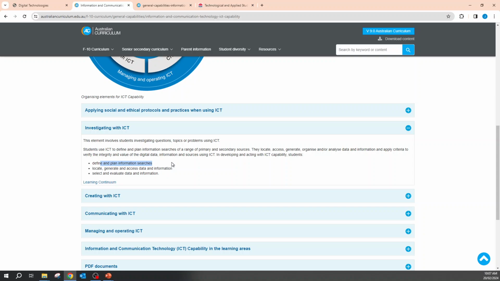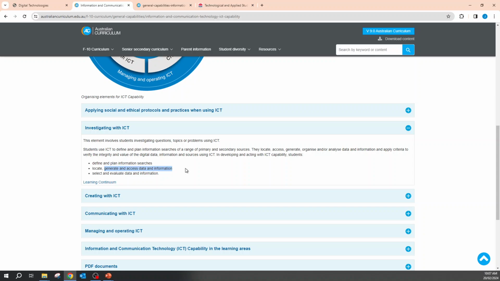Locate, generate and access data and information. We can do that together. We could look at something like the Bureau of Meteorology if the students were sophisticated enough, and select and evaluate data and information. And there are some really cool web resources out there for that sort of stuff. Similar with creating as well.